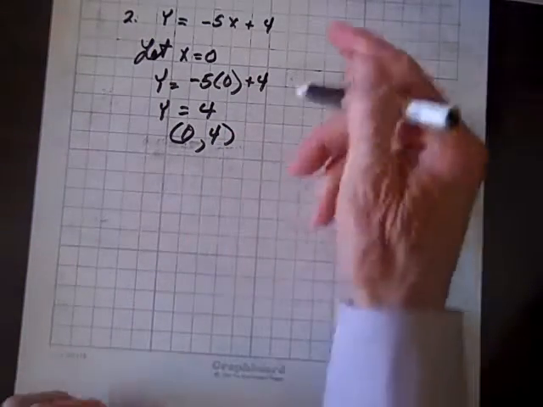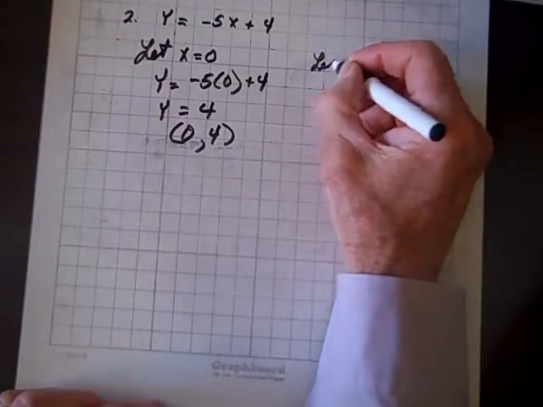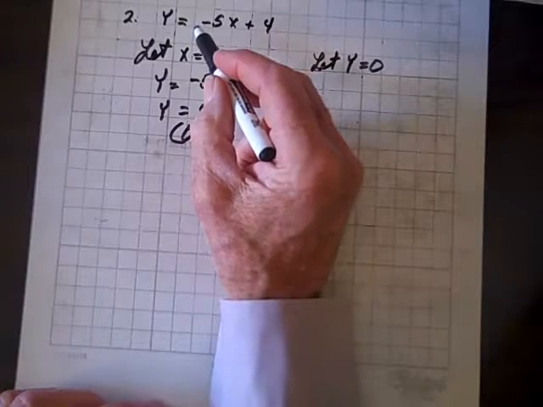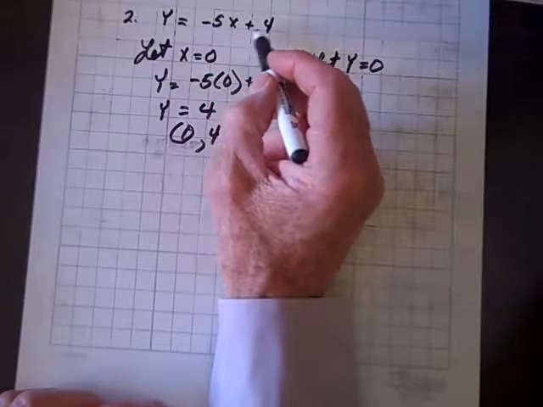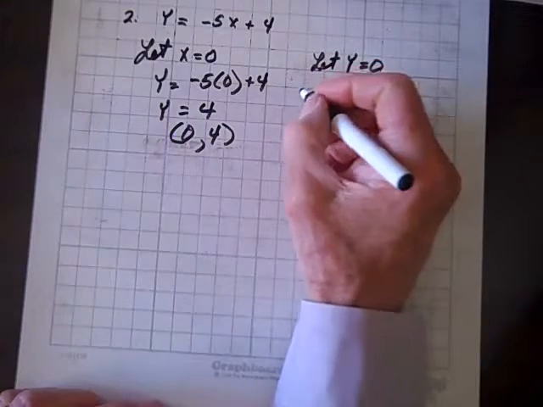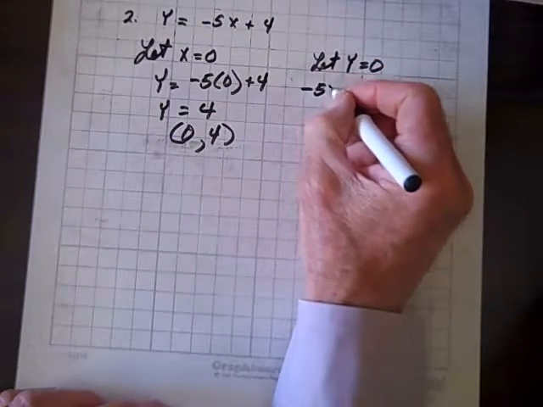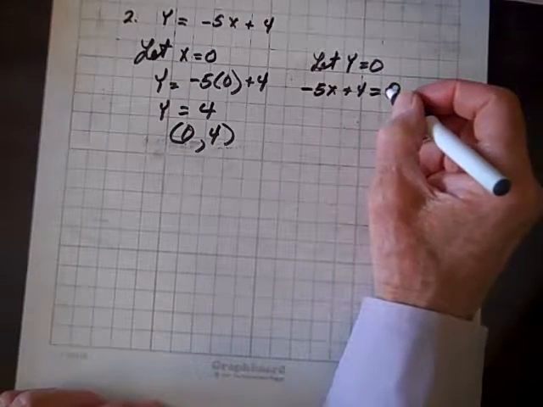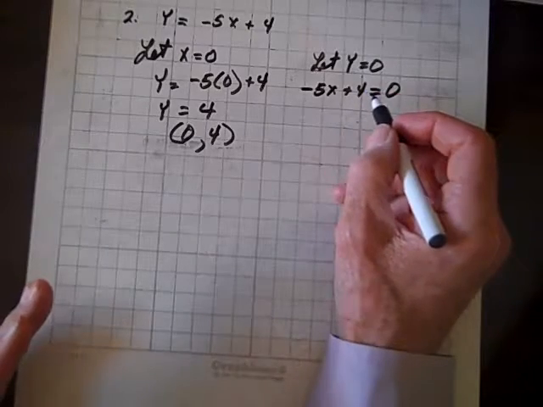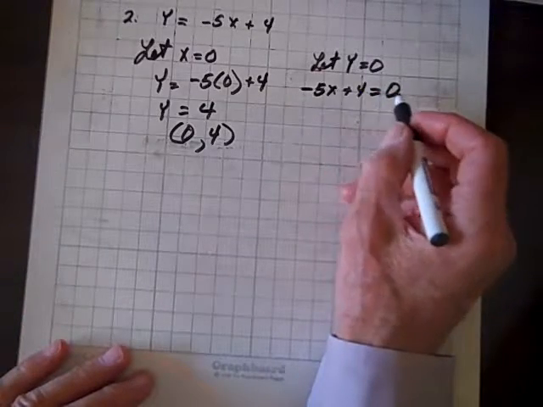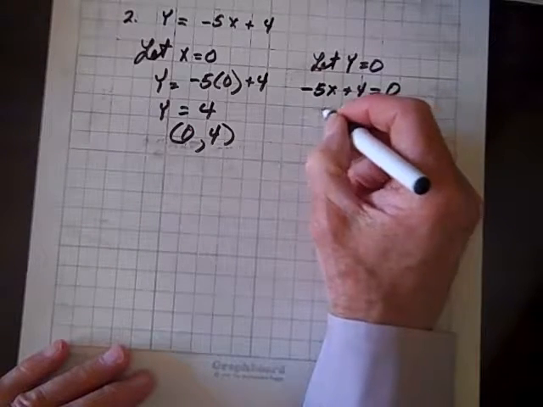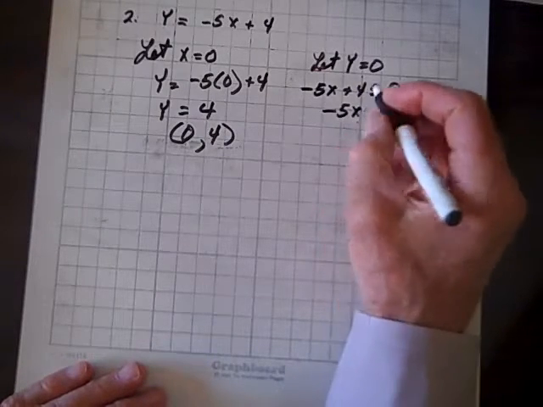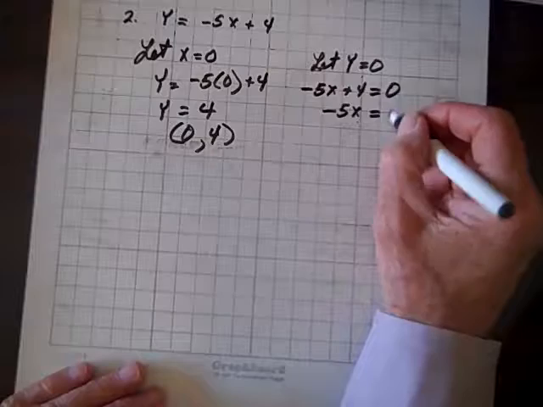Now to find the x-intercept, we'll let y equal 0. That is, since y equals -5x plus 4, setting y equal to 0, we get -5x plus 4 equals 0 in place of y. Now we'll isolate the term with x in it, then we'll isolate x. So let's subtract 4 from both sides. So -5x, and subtracting 4 from 0, we just get -4.